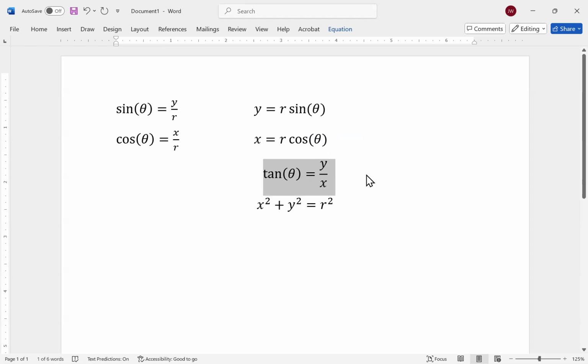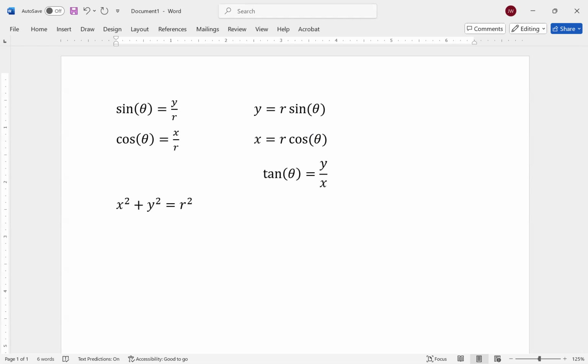Now, you could say theta is equal to inverse tangent of y over x. There's a little bit of a problem with that. So usually when we deal with this equation, we deal with it exactly in that form. We usually say tangent theta is equal to y over x. And we'll use that later and you'll see why we do that.